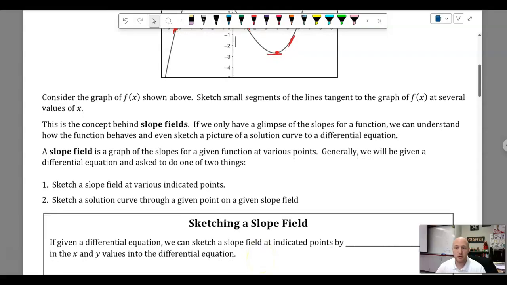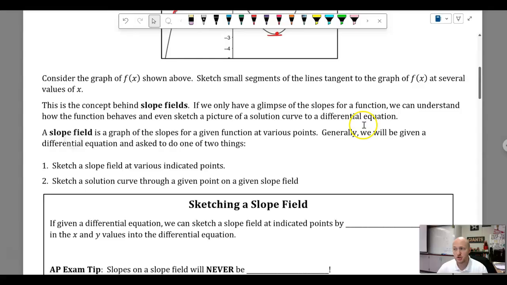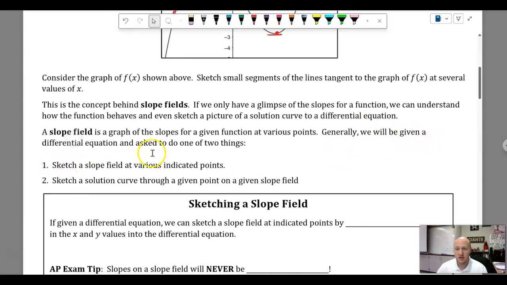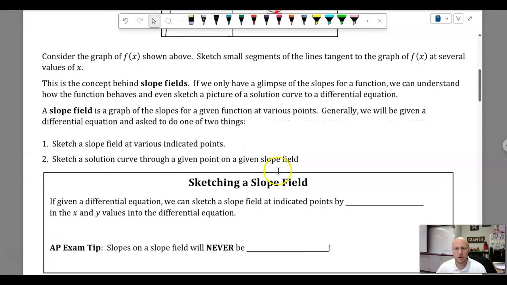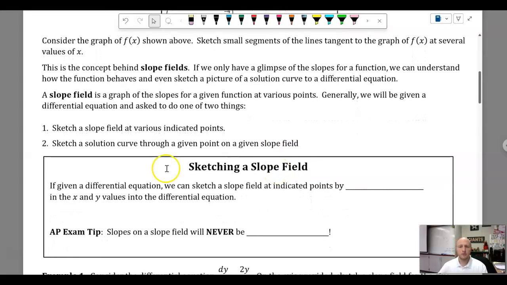A slope field is a graph of the slopes of a given function at various points. Generally, we'll be given a differential equation, and we'll be asked to do one of two things. The first one is to sketch a slope field at various indicated points, which is the least common one. I think the most they will ask of you is like 16 points, and I'll show you this in a second. You just have to sketch a slope given a differential equation, which is pretty easy.